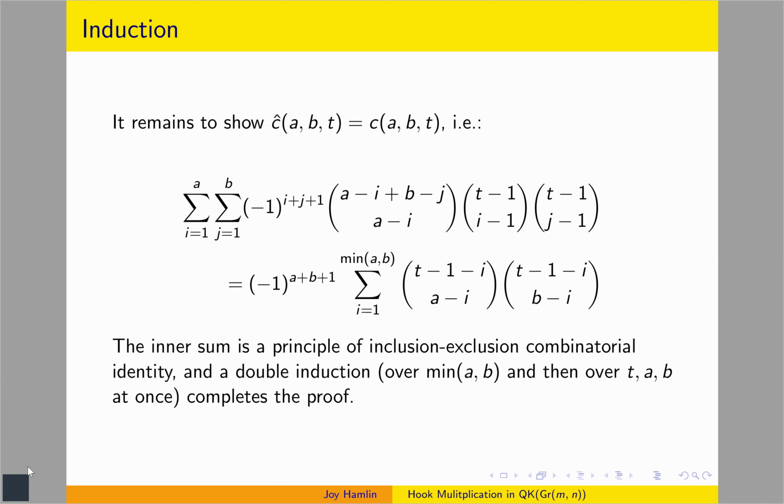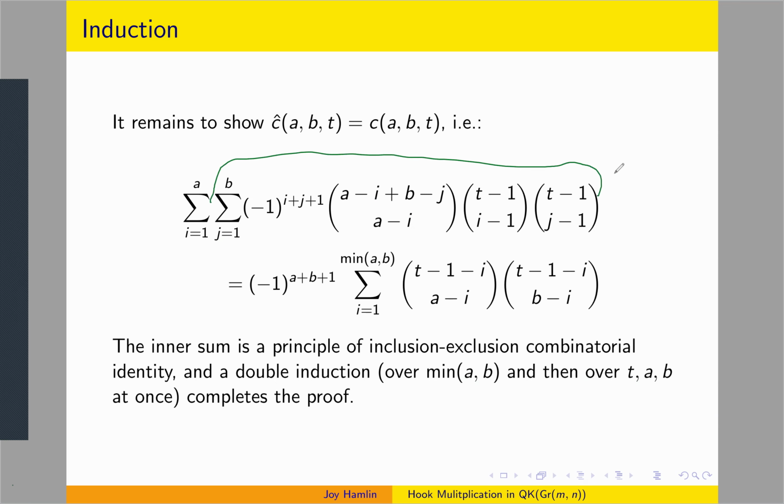The inner sum, so this part without the I minus one, because that doesn't depend on J at all. This part is a principle of inclusion-exclusion combinatorial identity. Once that's been resolved, you can do a double induction first over the minimum of A and B and then over T, A and B all at once. And in fact, it completes the proof and these are equal. So I have found a positive formula for the coefficient of Q times O lambda in the product lambda times a hook. All of the rest of the coefficients we know from normal K theory. So in fact, I have completely described the product that I am after.